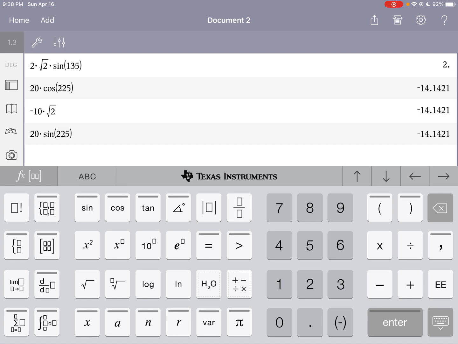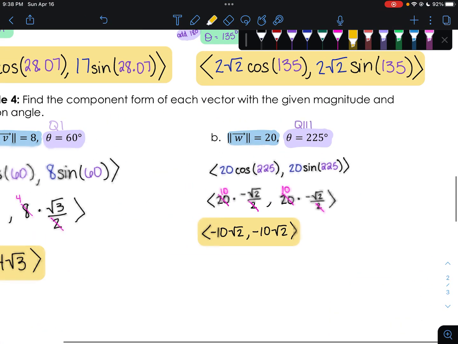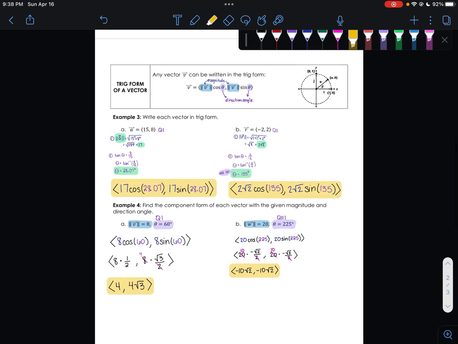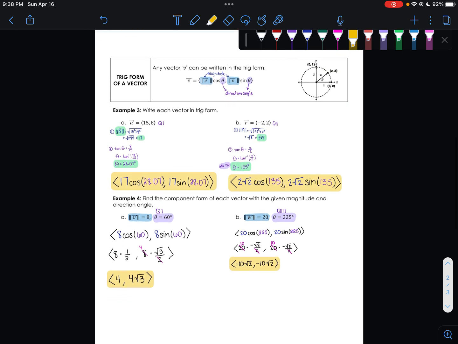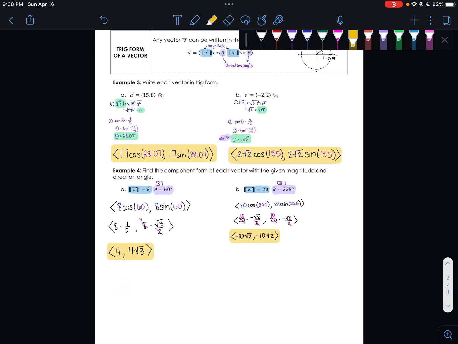Okay? So that is it for vector operations and writing our vectors into trig form. If you have any questions, please write them down at the bottom of the page and make sure you ask the next time you're in class.